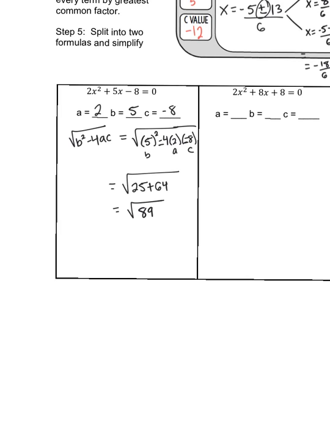Okay, notice that this is not a perfect square. I can't take the square root of 89 and get a whole number back. So we're just going to leave it as the square root of 89. So I'm going to go ahead and rewrite my formula.